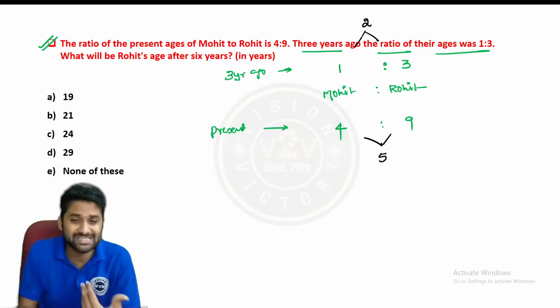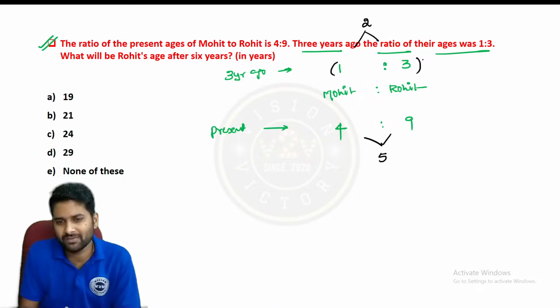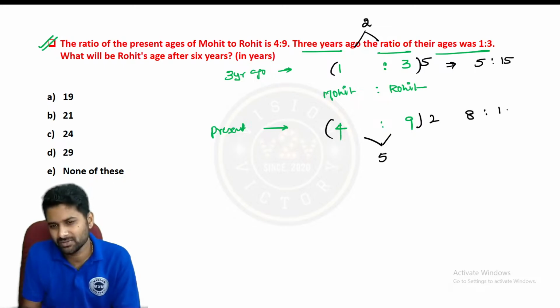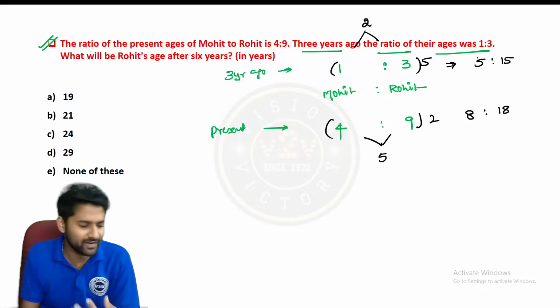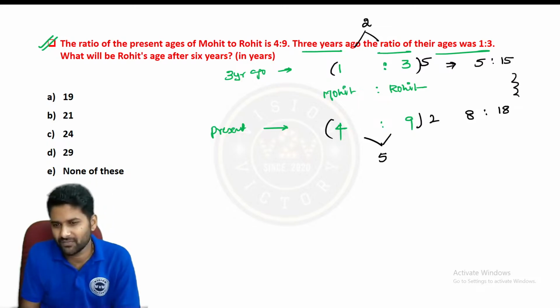So if the difference is different, you should equate the difference. How should you equate the difference? Multiply with 5 units, multiply with 2 units. Now see, here this value becomes 5 is to 15. Here the value becomes 8 is to 18. Now you can find the difference is the same. Now how much difference can you see here? 3 units. So here's 3 units.